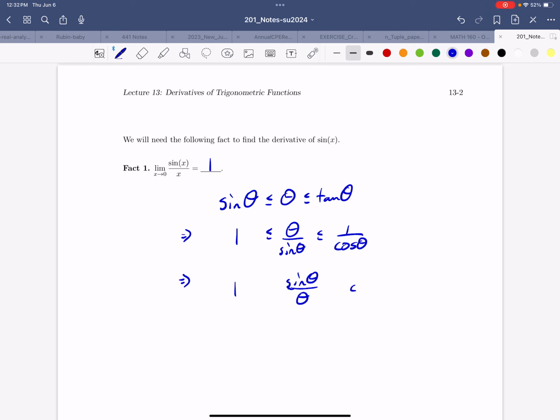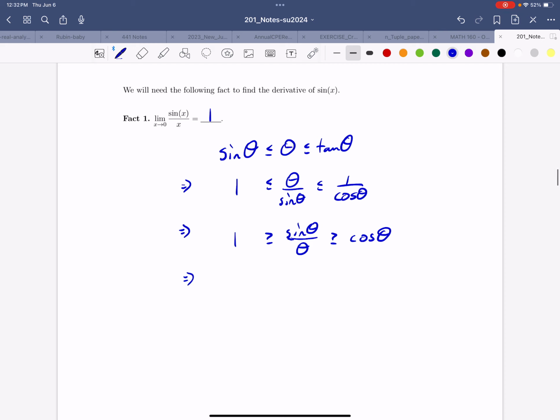And that's going to become that. But when you do this with inequalities, the inequalities flip. Okay? So we have that cosine of theta is less than or equal to sine of theta over theta, which is less than or equal to 1. In case you're wondering, by the way, we're never dividing by a negative because we're assuming, at least for right now, that x is approaching 0 from the right. You can do a similar sort of proof for x approaching 0 from the left. Just an FYI.